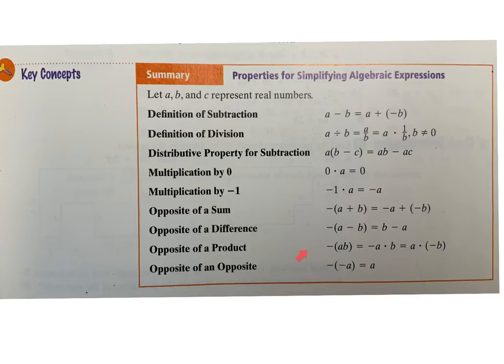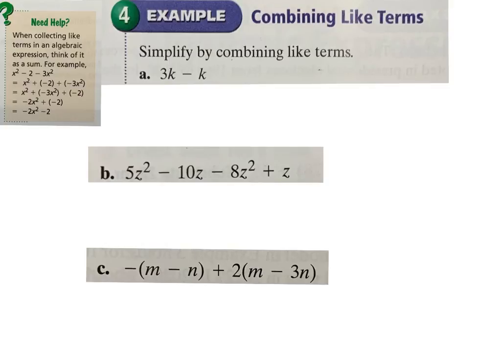All right, opposite of a product. Some people tend to distribute a negative here. You only distribute if there's a plus or minus inside. If you have negative times A times B, it's only one negative there, not two, okay? Either negative A times B or A times negative B, but not both, okay? Some people try to distribute. This is not a distribution. And then if you have a negative times a negative, that ends up being positive, all right? Let's look at these examples.